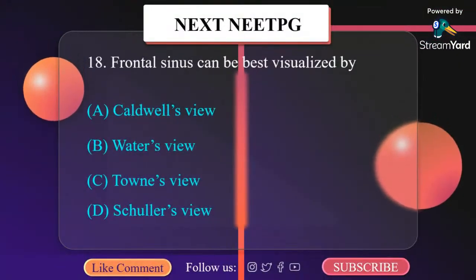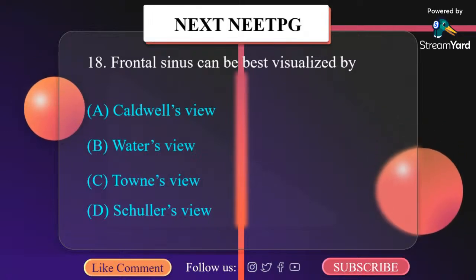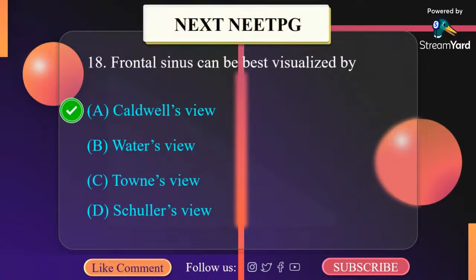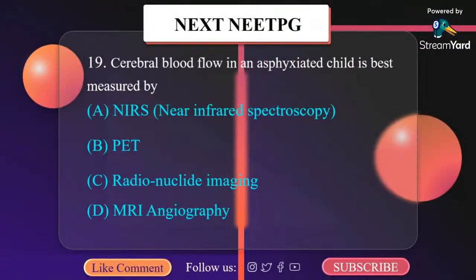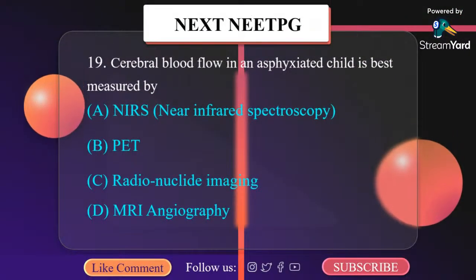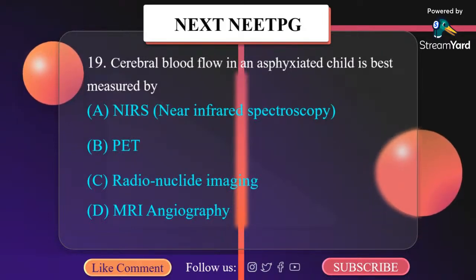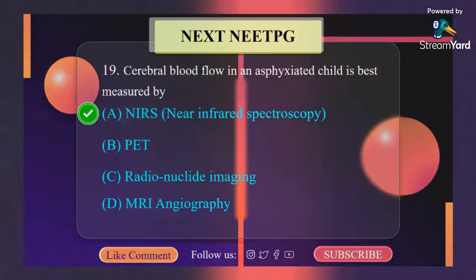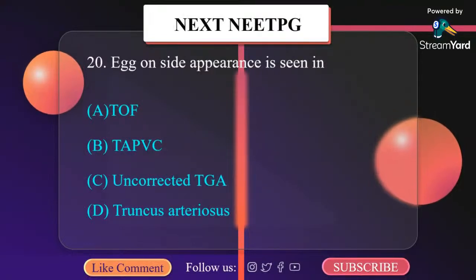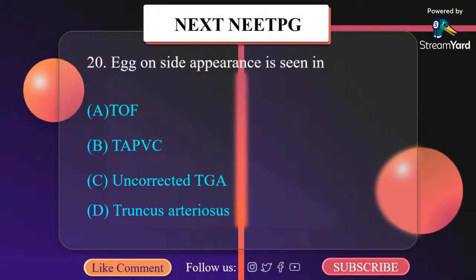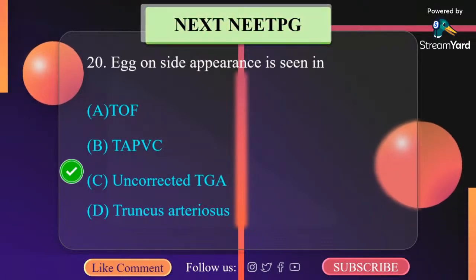Frontal sinus can be best visualized by A. Caldwell's view, B. Waters' view, C. Townes' view, D. Schuller's view. It is Caldwell's view. Cerebral blood flow in an asphyxiated child is best measured by A. NIRS, B. PET, C. Radionuclide imaging, D. MRI angiography. It is NIRS. Egg on side appearance is seen in A. TOF, B. TAPVC, C. Uncorrected TGA, D. Ankylosing spondylosis. It is uncorrected TGA.